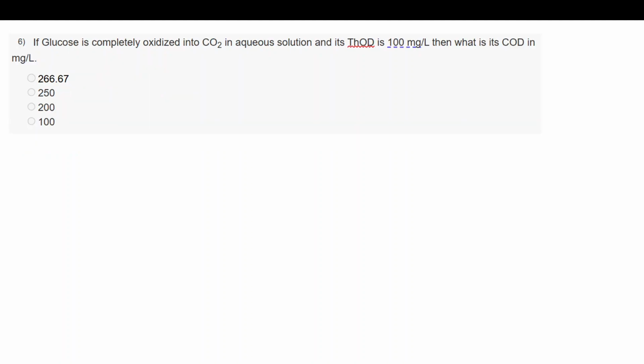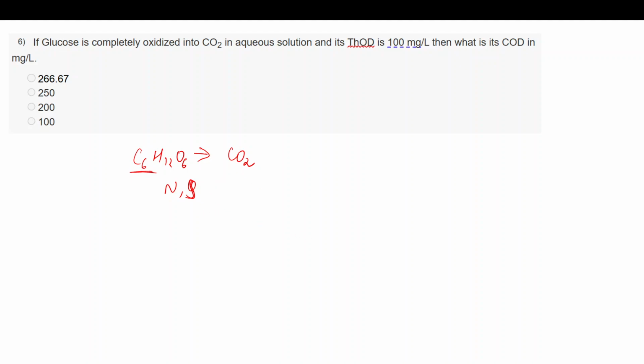Next question is if glucose is completely oxidized to CO2 in aqueous solution, its theoretical oxygen demand is 100 milligrams per liter. What is its COD? Here you see glucose is C6H12O6, right? It's converted into CO2. Now here you see it does not have anything like nitrogen or sulfur which is considered in theoretical oxygen demand. So whatever the oxidation occurs is because of the C6 only and the oxygen consumed will also be because of C6 only.